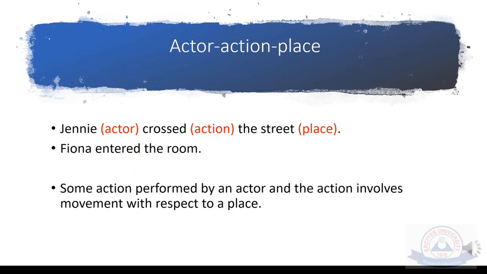So actor, action, and place. Jenny crossed the street. So here Jenny is the actor, crossed is the action, and the street is the place of the action, actually. Fiona is the actor, entered is the action, and the room is the place of the action, you can see. So this is called actor, action, place. So let's look at another example now.